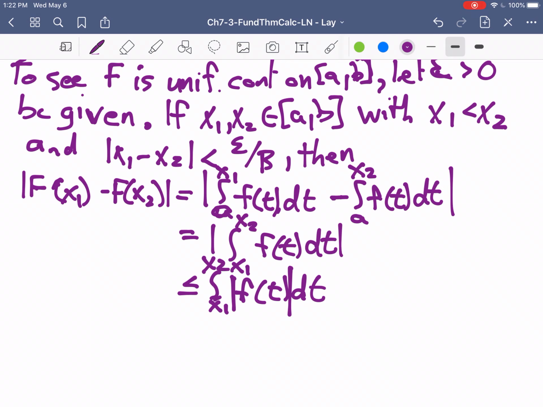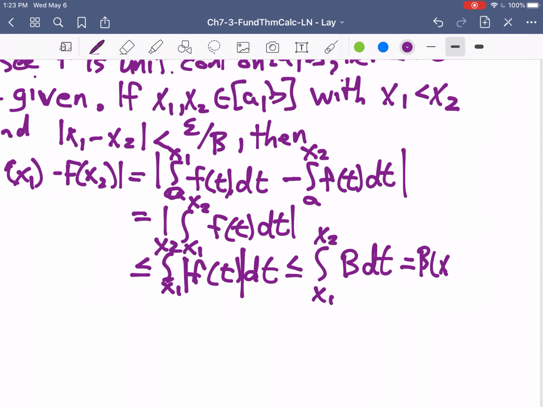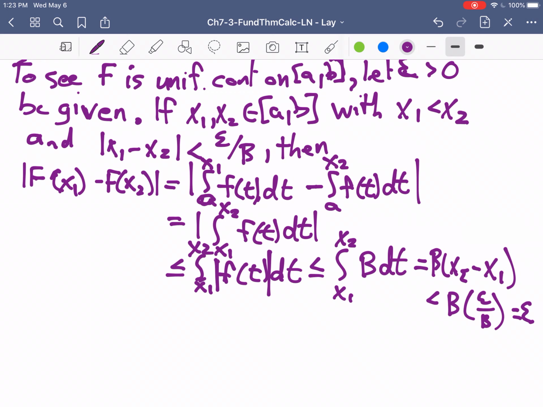But we know the absolute value of f of t is bounded by b, so this is less than or equal to the integral from x1 to x2 of b dt. But the value of this integral is equal to b times x2 minus x1, which should be less than b times epsilon over b. And so we get our uniform continuity.